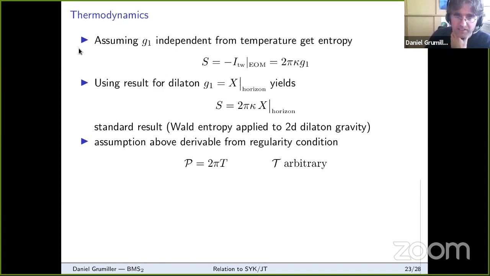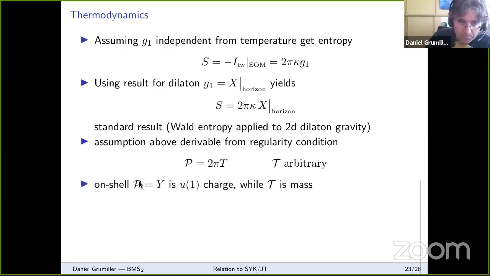Now, we can derive this assumption that G1 is independent from temperature in a usual way from regularity conditions, and the regularity condition gives a relation between P and temperature, but T is arbitrary. So on-shell P is just this quantity Y, which is the U1 charge, while T is the mass. That means temperature and mass are independent from each other. This is a rather unusual property, which you don't usually have in black holes.